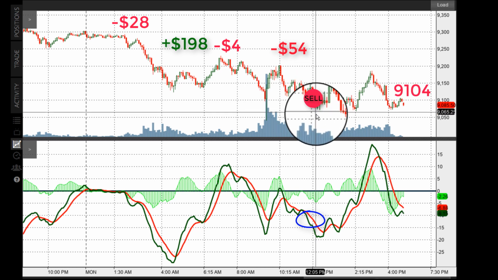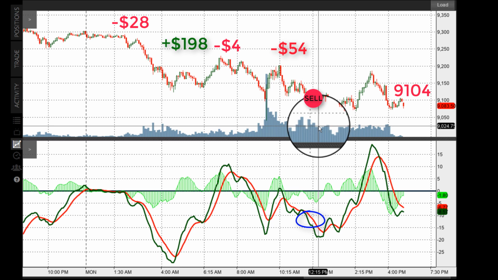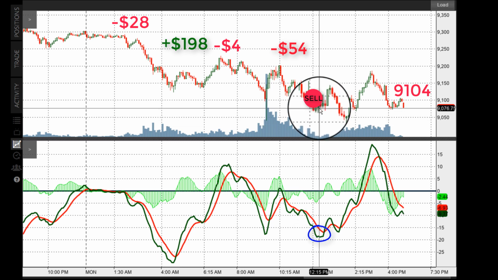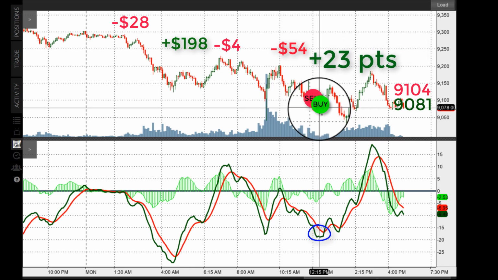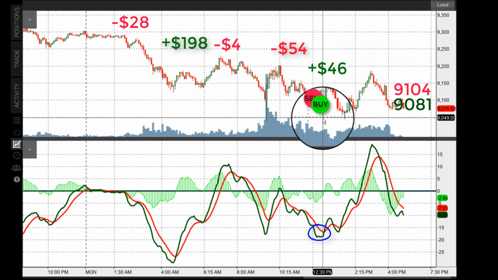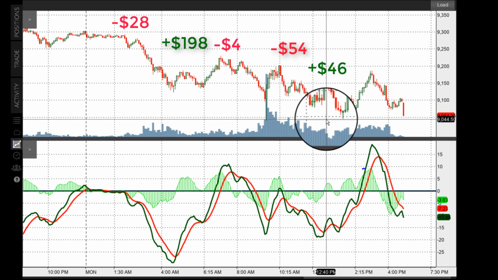Next, we get a sell signal, 11:55 in the morning at 91.04. And this time, we do a little bit better. We get down to 90.81 for a 23-point profit of $46.